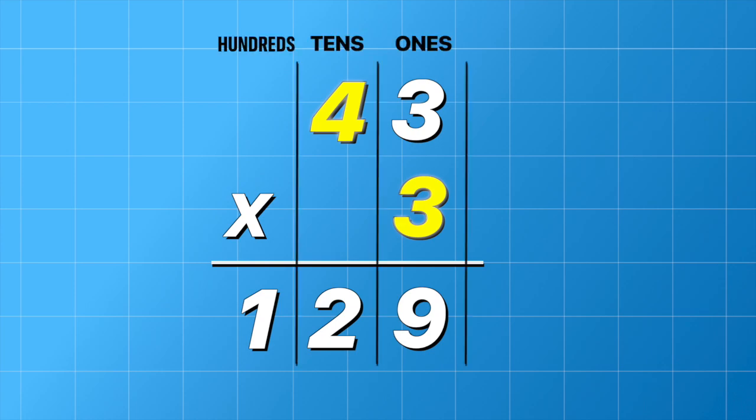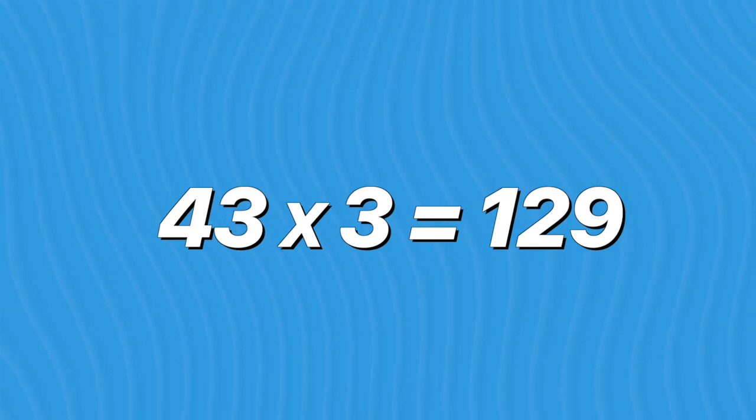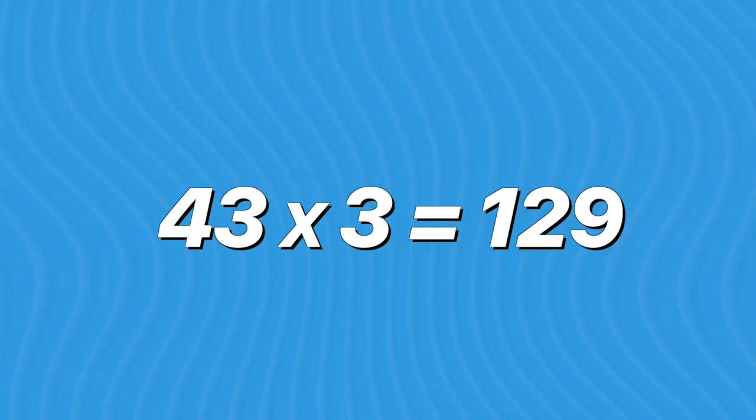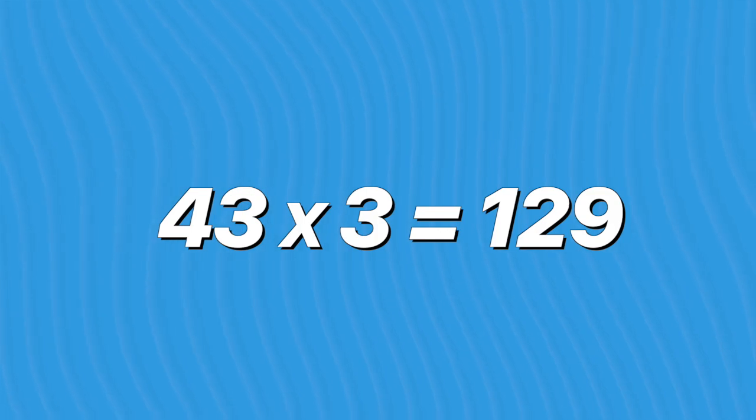Actually, if we add some vertical lines, we can see that the number 1 is in the hundreds column because 12 tens are equal to 120. We now have our result. 43 times 3 equals 129.